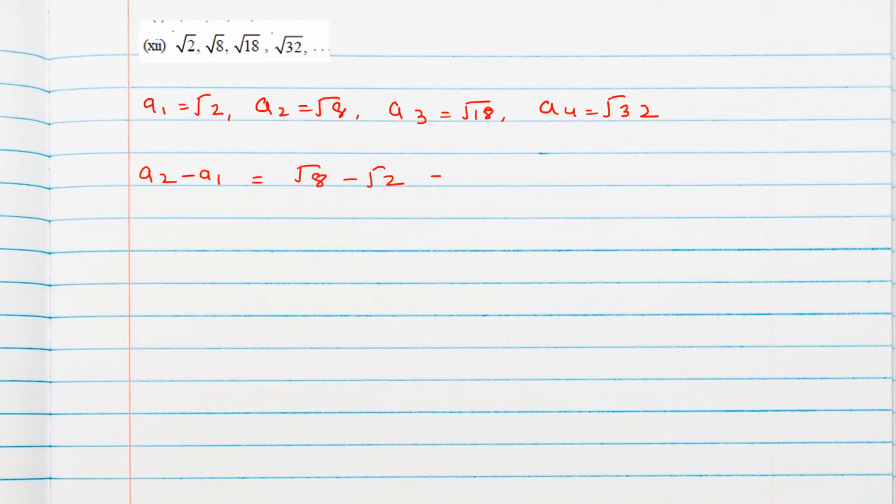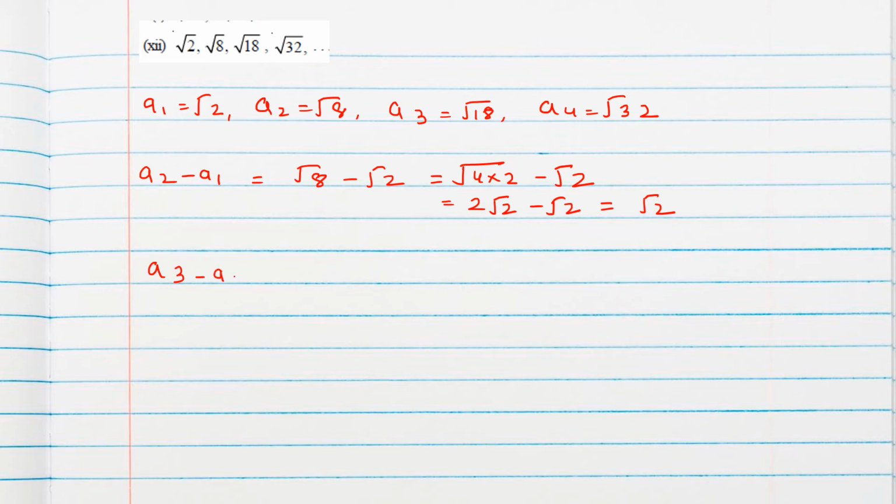For this question, A1 is root 2, A2 is root 8, A3 is root 18, A4 is root 32. Okay, so A2 minus A1 we will find here, which is root 8 minus root 2. Now root 8 we can write as root 4 into 2, minus root 2. See, this 4 will come out, so we'll get 2 root 2 minus root 2. So 2 minus 1 means 1 root 2 will be left.